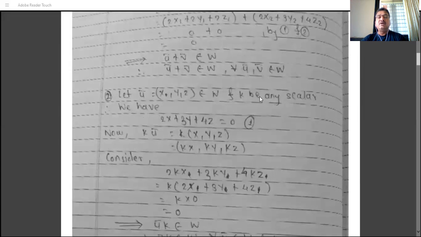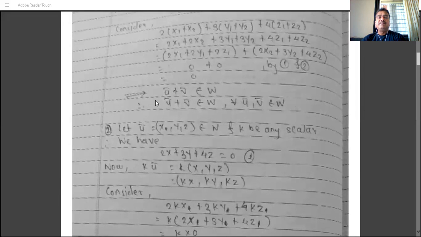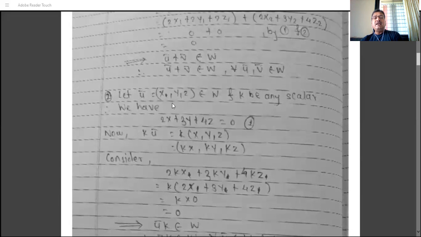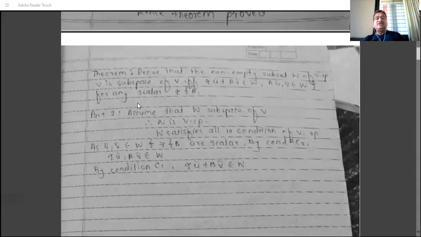And this U bar and V bar are arbitrary elements of this set W, and the condition is true for arbitrary elements. So we say the condition is true for all elements. Therefore U bar plus V bar belongs to W for all U bar and V bar belonging to W. And now the second condition: we have to show that any element of W and any scalar, its multiplication belongs to W.